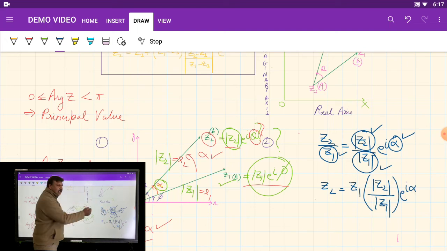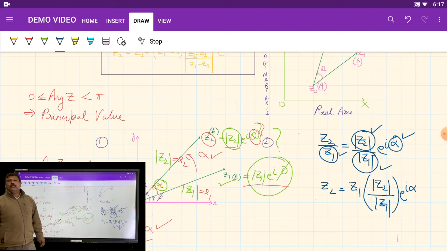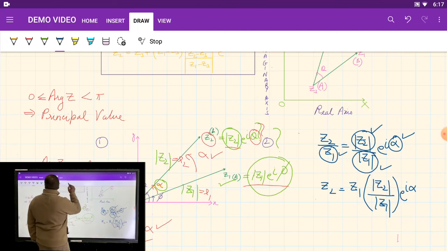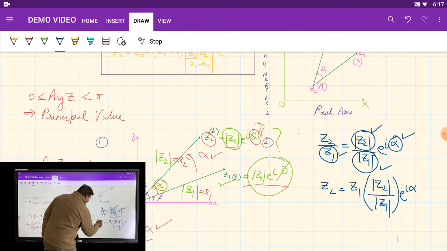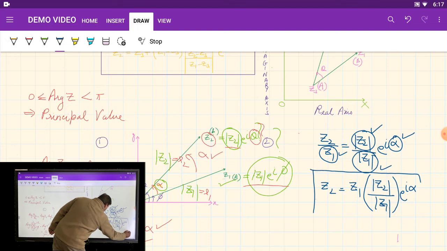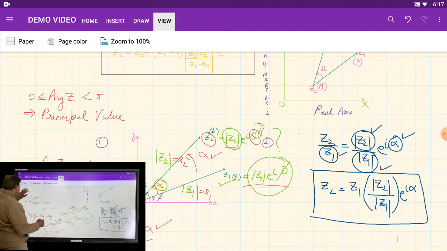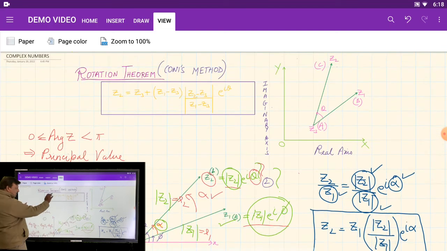And here you obtain the basic form of Coni's rotation method. That is, the complex number rotating about the origin, that's how it is happening. Okay, students? So this is one expression which I would really want to come up with before coming to the bigger expression. What is that? This one.